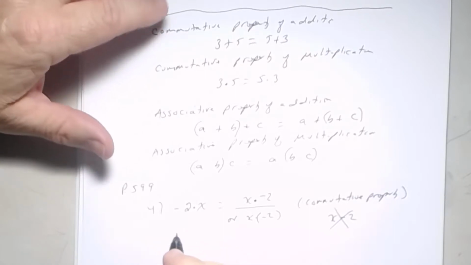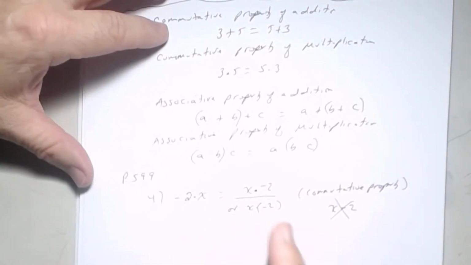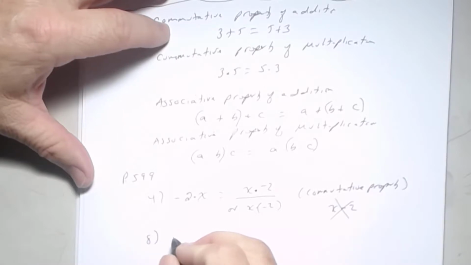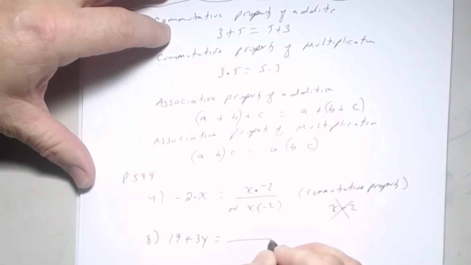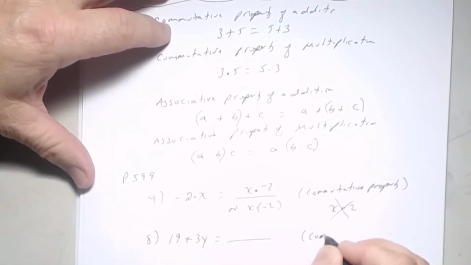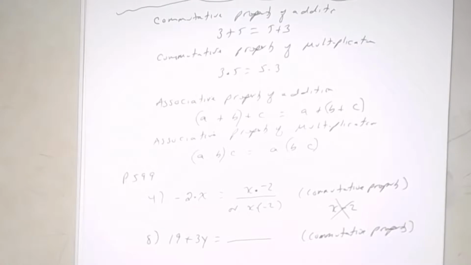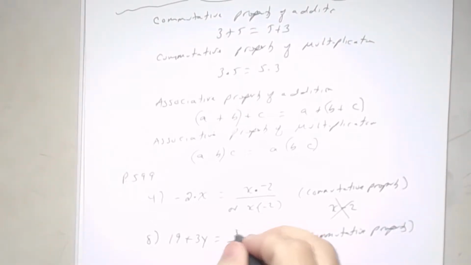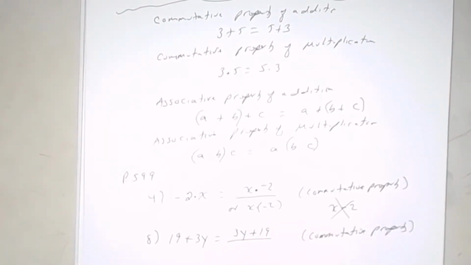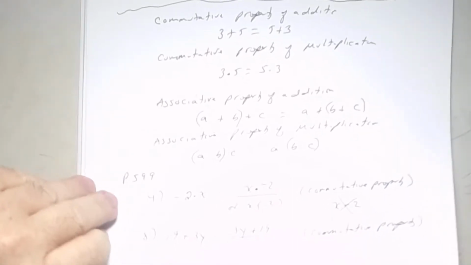Okay, so number 8, you have 19 plus 3y equal blank, and again, they want you to use a commutative property. So remember, commutative property, the order does not matter. So 19 plus 3y is the same as what? 3y plus 19. So that's a commutative property. All right, let's look at 10. All right, number 10.